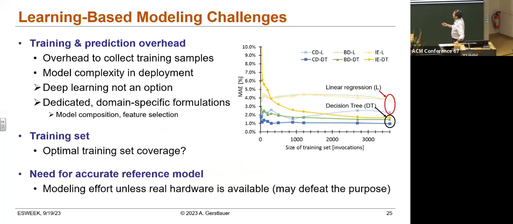At the same time, if you want to deploy the model at runtime, you need to care about model complexity, okay? For both of these reasons, deep learning is often not an option, or that's very much questionable. It has high deployment inference complexity and high training complexity. So what I think my point is, that we need to think about dedicated domain-specific learning formulations for the problem at hand, okay?